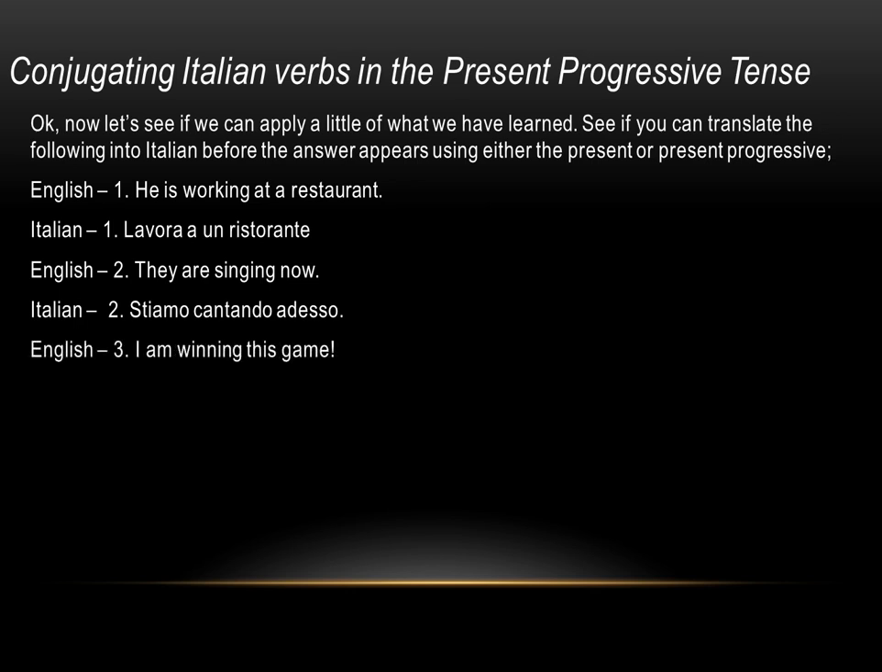I am winning this game. Sto vincendo questa partita. I chose to use the present progressive because I believe that questa partita, or this game, indicates a specific time. I'm winning this game. In other words, I'm winning now. Sto vincendo questa partita.